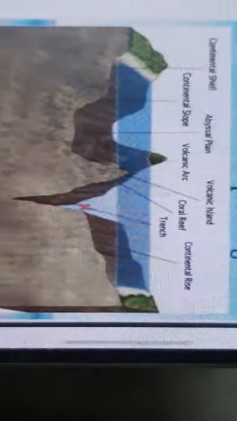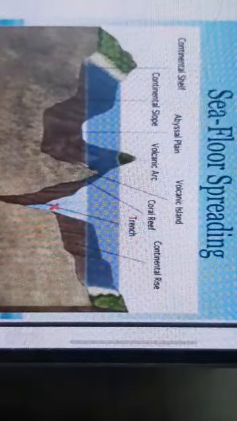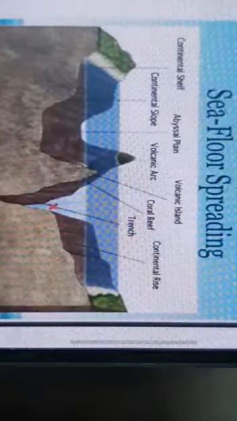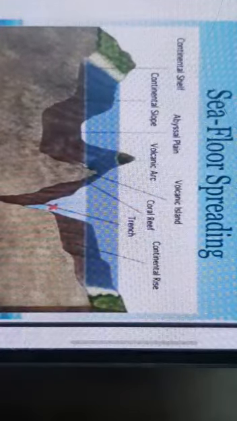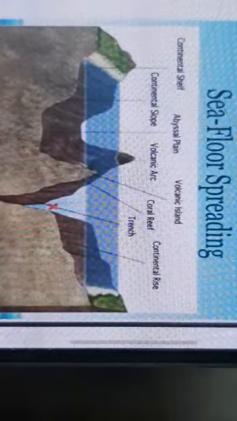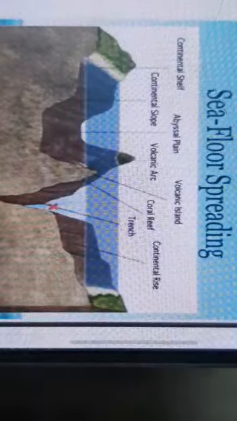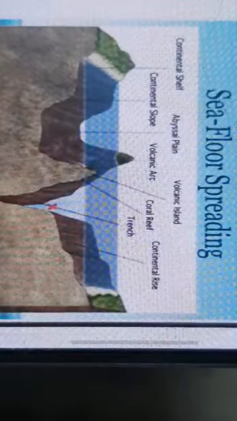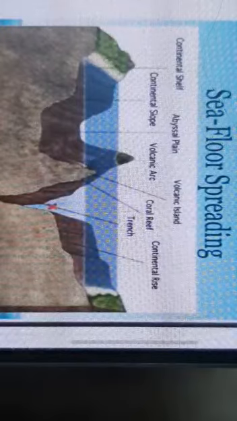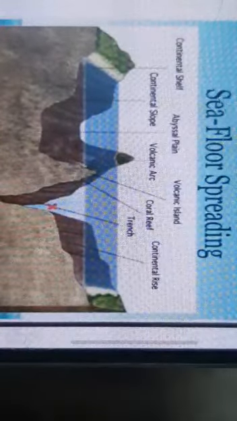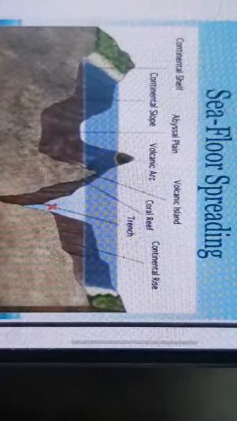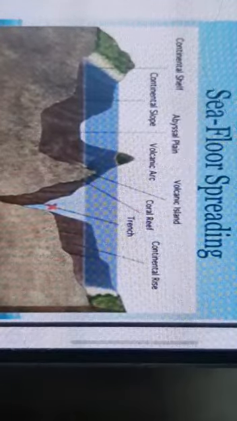As we already discussed in the ocean floor configuration, there are different types of relief features that exist not only on the earth's surface, but also on the oceanic crust. These are the continental shelf, slope, abyssal plain, volcanic arc, volcanic islands, coral reefs, trenches, continental rises, and mid-oceanic ridges. So these are the different landforms that exist on the ocean floor.